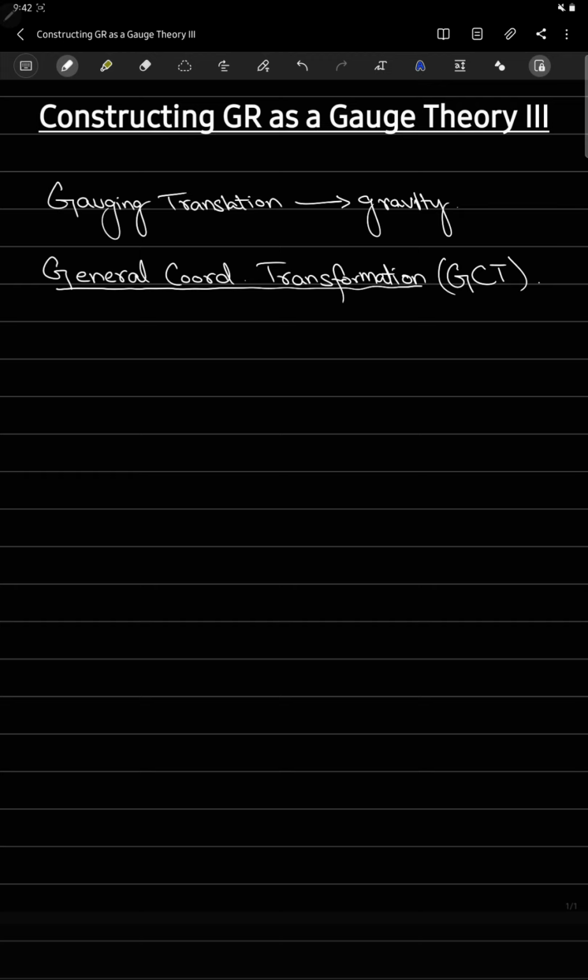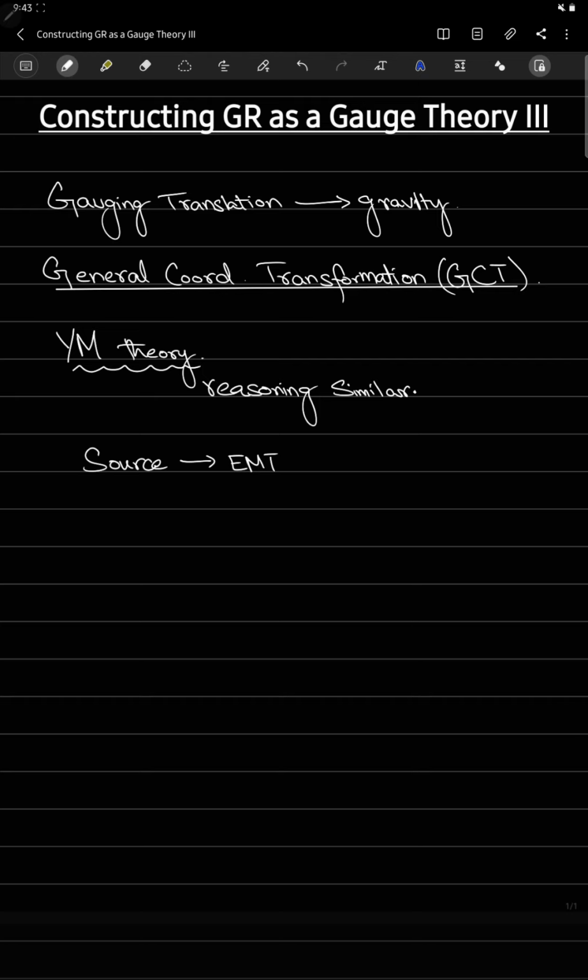So the goal is basically to implement the kind of reasoning that we saw in the previous lecture on Yang-Mills theory. So we have to develop a reasoning that is similar to what we did in the Yang-Mills theory. And so now it is time to do the same thing for gravity. So to generate the field mediating the force whose sources are given by the energy momentum tensor, EMT, what I'll do is I'll gauge the global symmetry that this energy momentum tensor corresponds to.